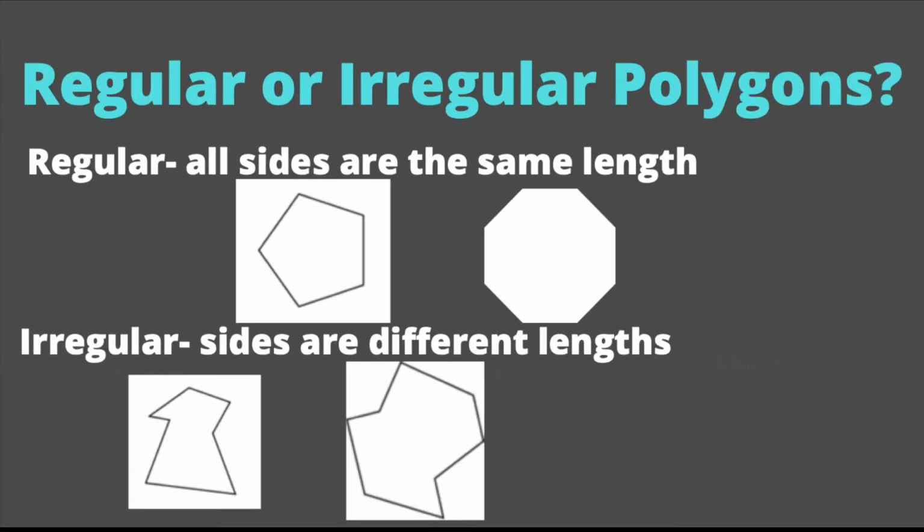Polygons can also be called regular or irregular. Polygons where all the sides are the same length are called regular polygons and can look like this. Polygons where the sides are different lengths are called irregular. They could look like this.